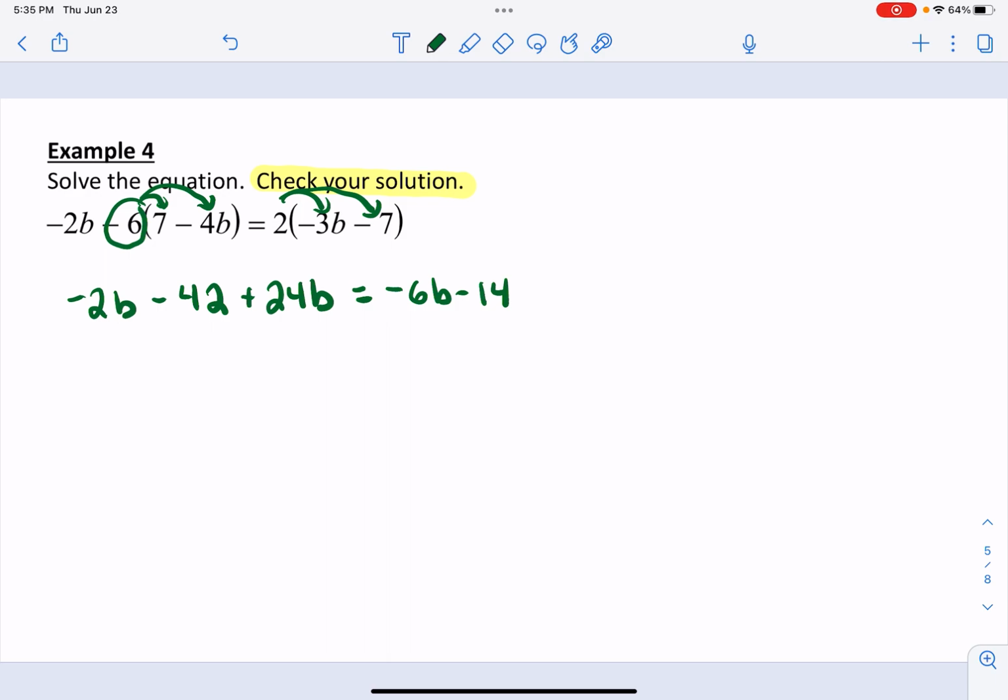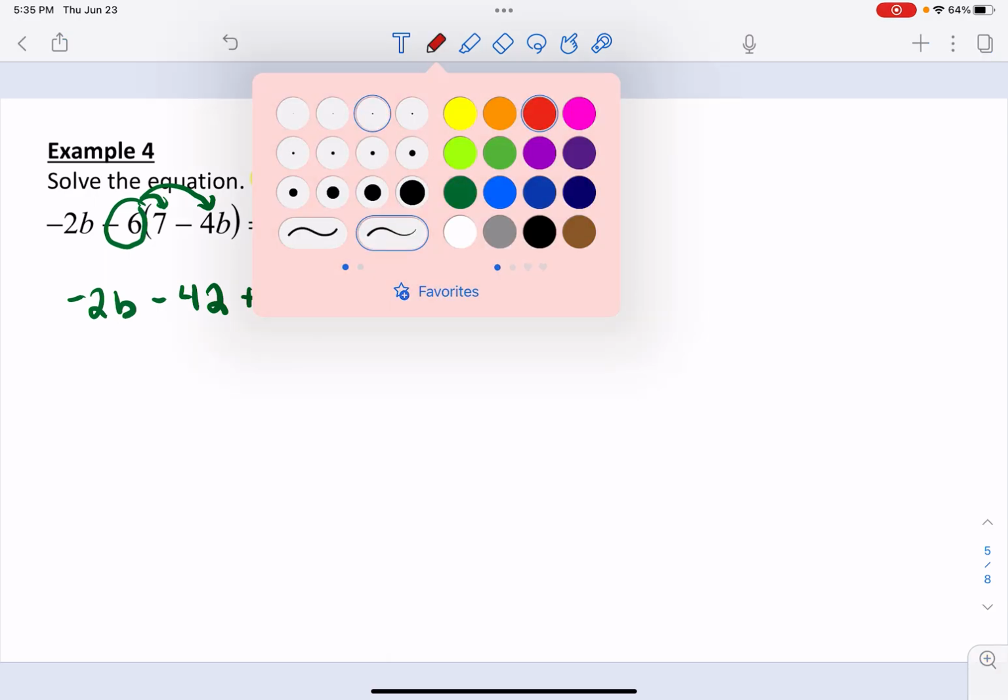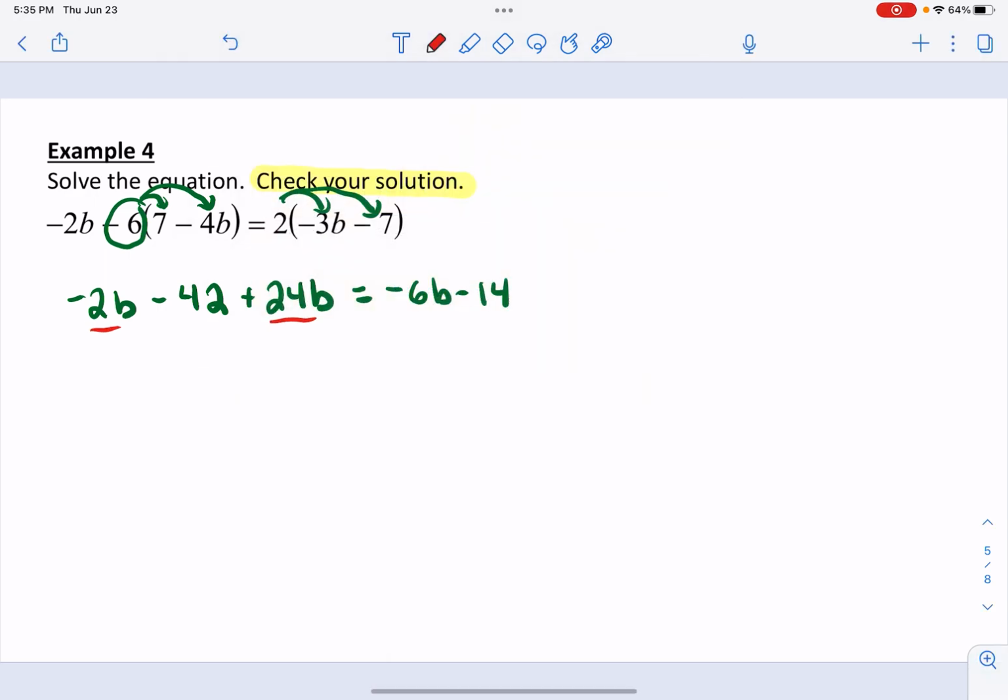So on the left side, you see you have a 24b and you have a negative 2b. You want to combine these two terms. So when I combine those two terms, I have 24b minus 2b, that's a 22b, minus 42 is equal to a negative 6b minus 14. Now get your variables together.